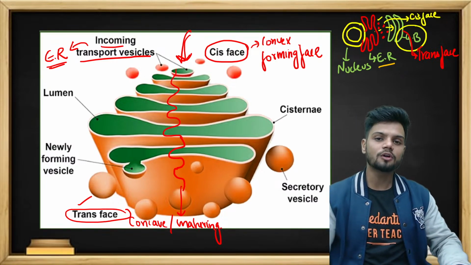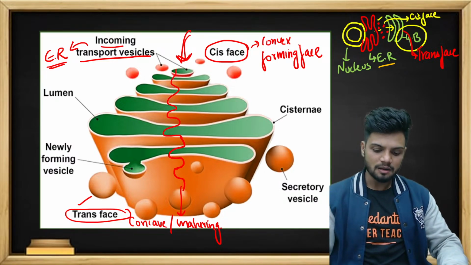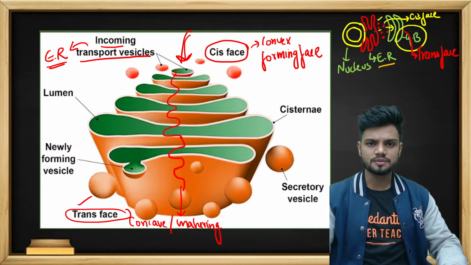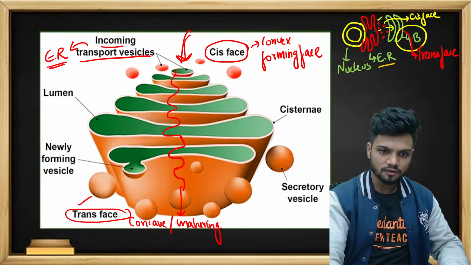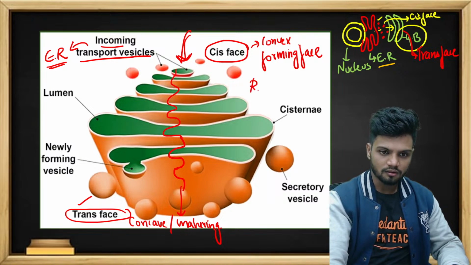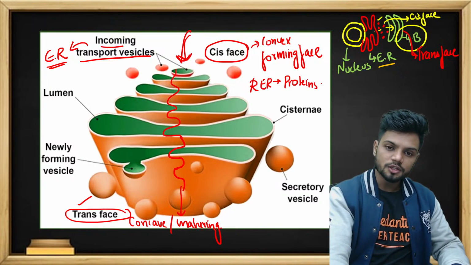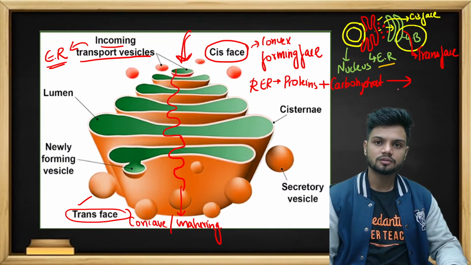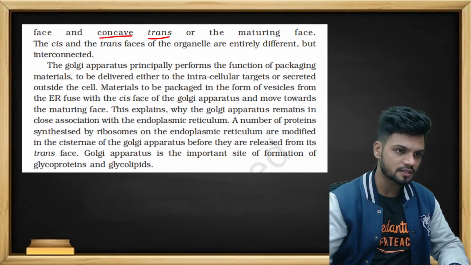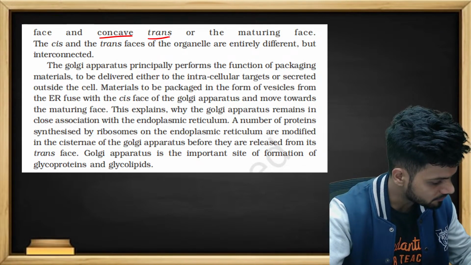What is the main function of the Golgi body? Packaging. For example, your ribosomes, rough ER is making some proteins. To these proteins, your Golgi body will add a carbohydrate and send it out. Let me show you the example here.